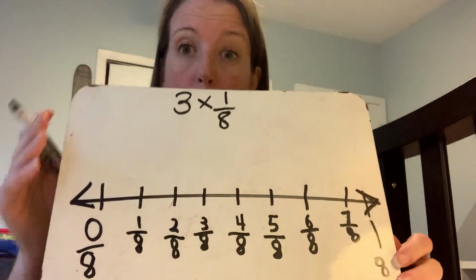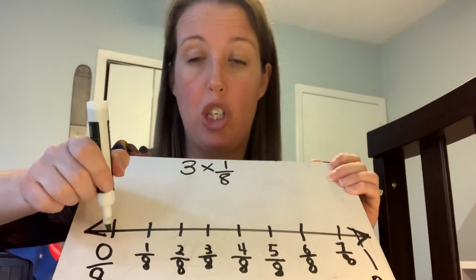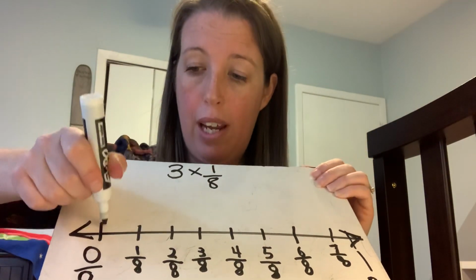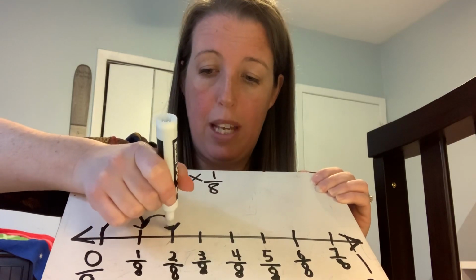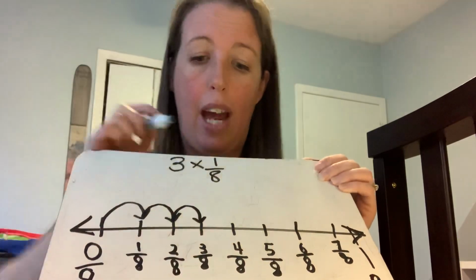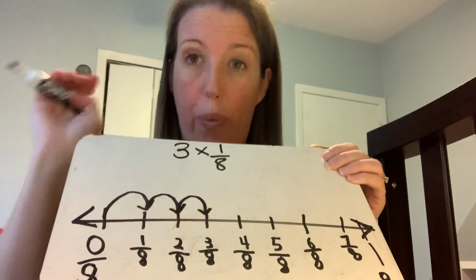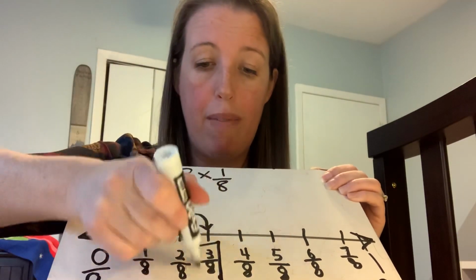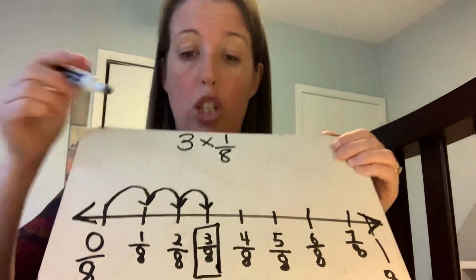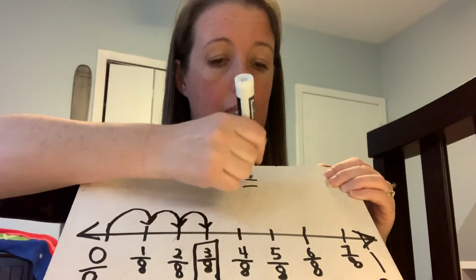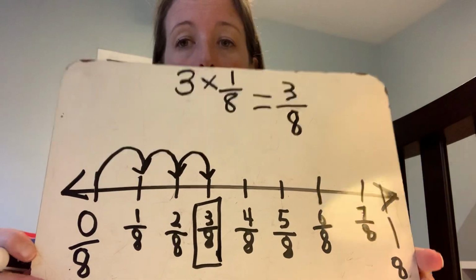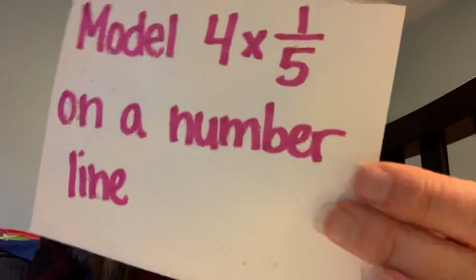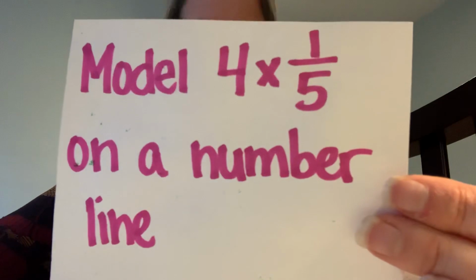So now I'm going to show 3 jumps of 1/8. I'm going to start at 0, and I'm going to show 1 jump, 2 jumps, 3 jumps. I jumped 1/8 3 times, and where did I end up? 3/8. So 3 times 1/8 equals 3/8. All right, let's try another one. This one says model 4 times 1/5.